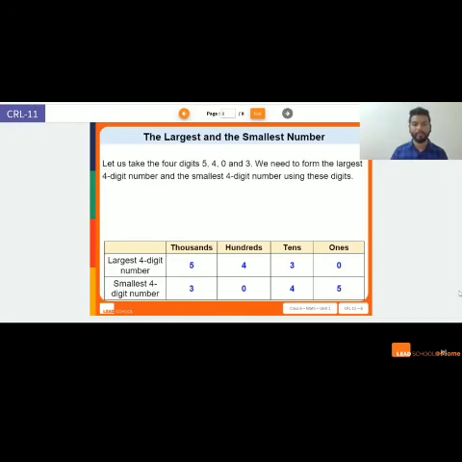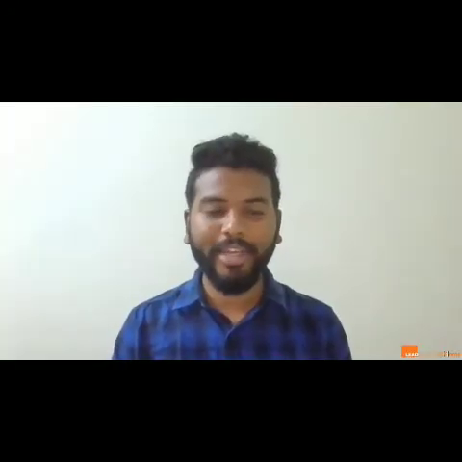So students, today we learned how to form the largest and the smallest possible numbers using the given digits. We also saw how to arrange numbers in ascending and descending order.